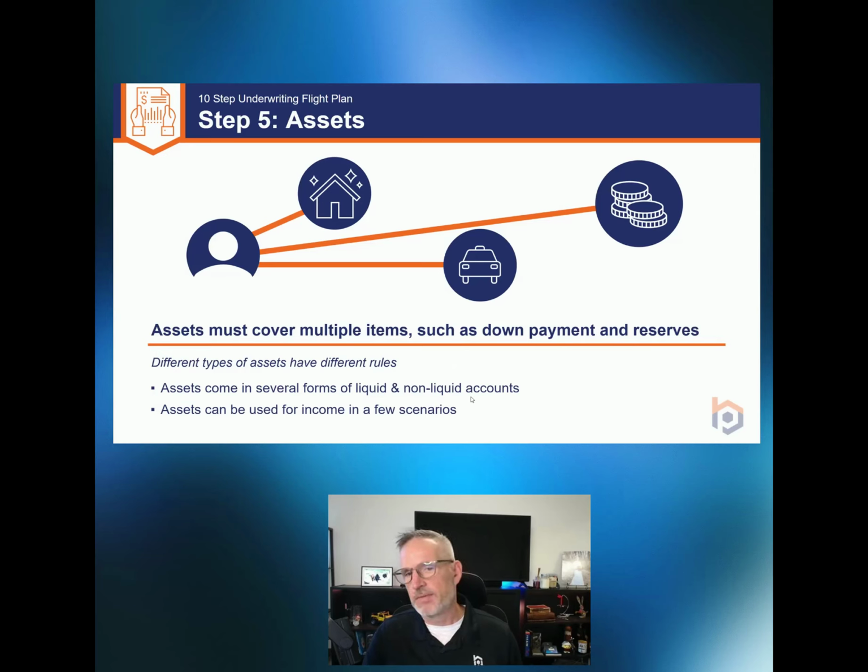There's several forms of liquid and non-liquid accounts. You can't use a checking account for assets as income, right? But you could use it for reserves, as part of your reserve statement. So you've got to again know the difference between liquid and non-liquid accounts. And I just kind of keep it simple as an underwriter.